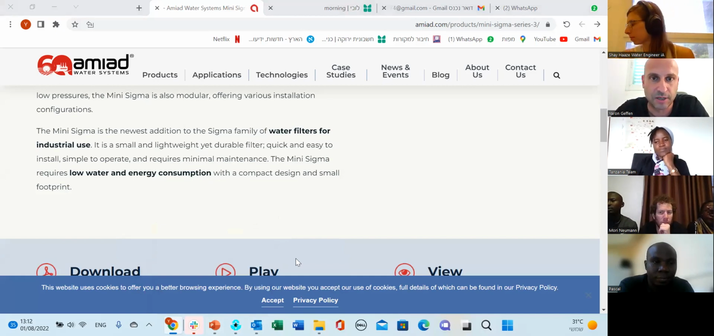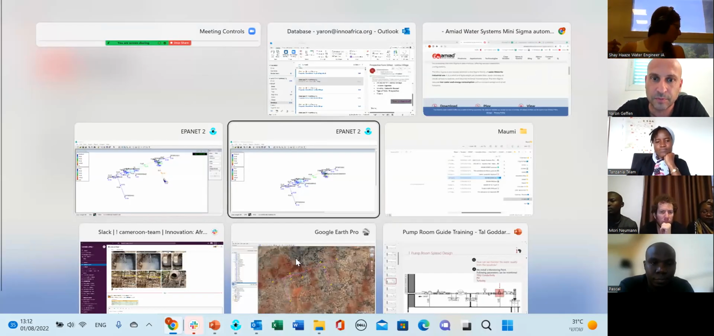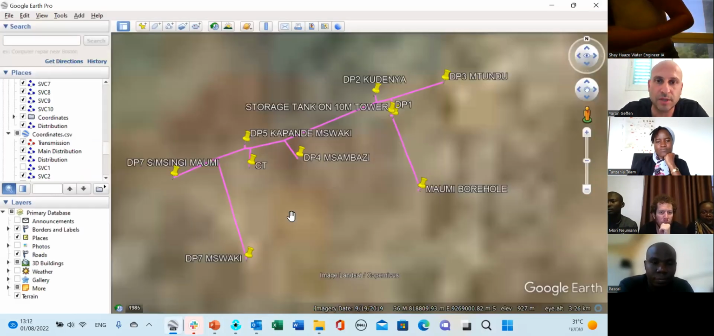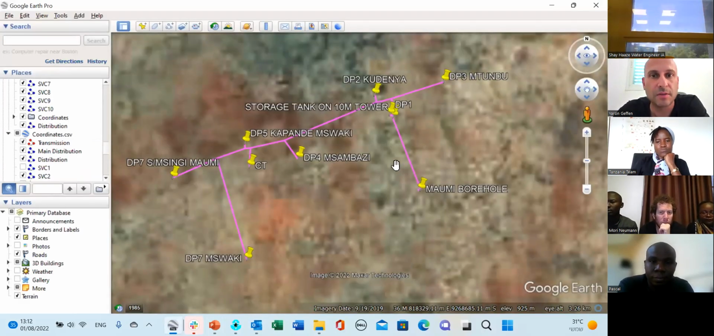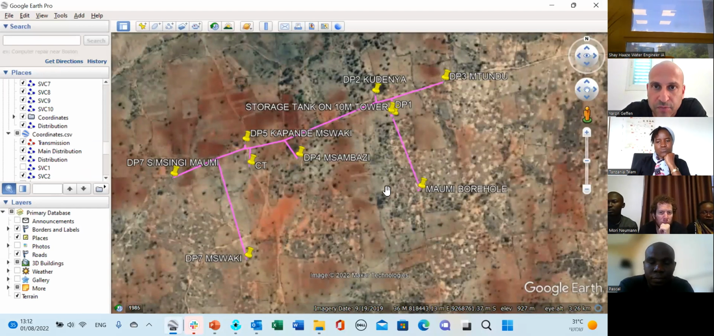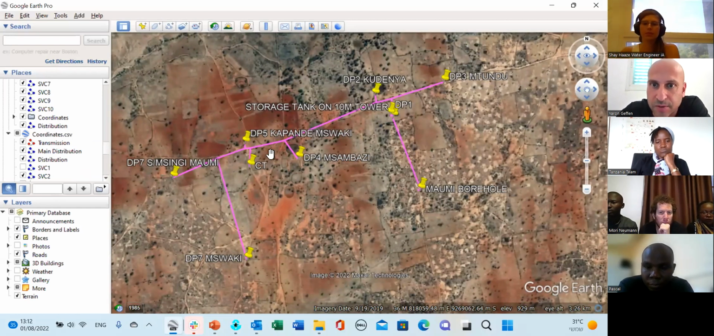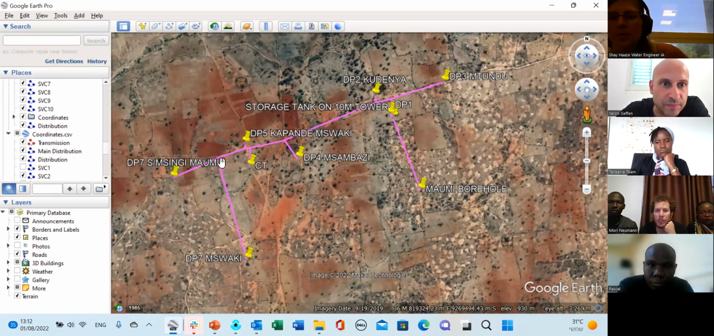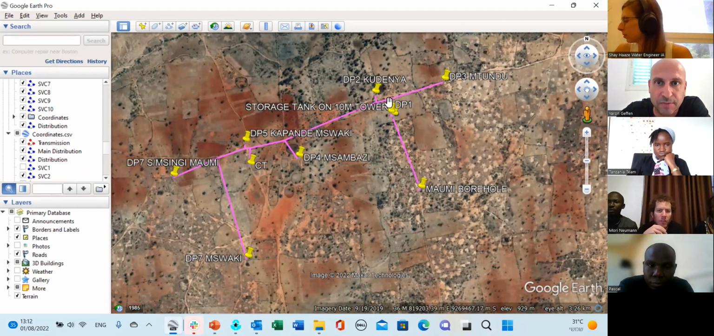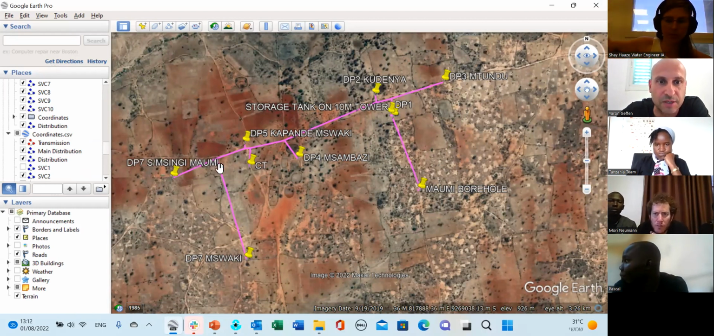Let's start with the KMZ, just to get a sense of the geography. The geography in Maumi is quite flat. It's not a hilly terrain, it is quite flat. And it is quite a long system. We have a long branch supplying all taps in the village.